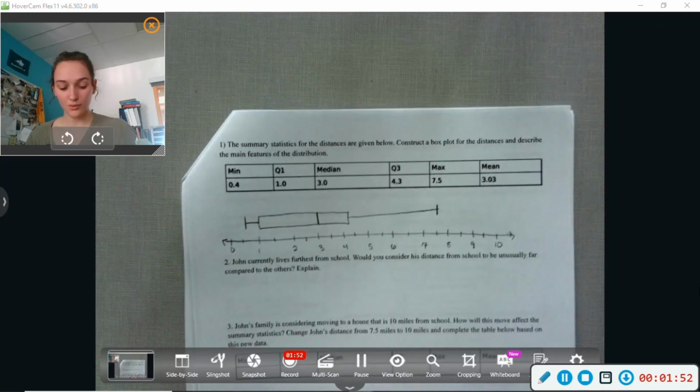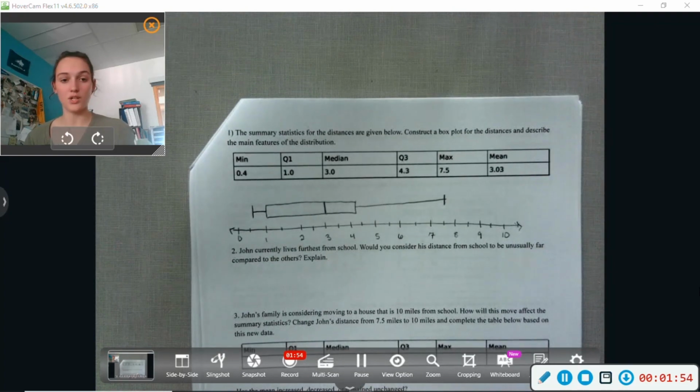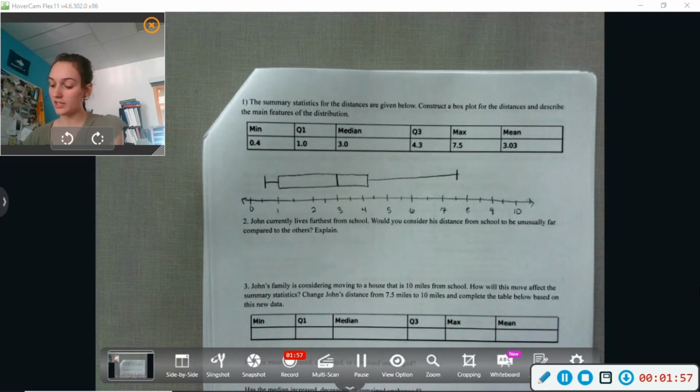Alright, so now we are going to look at question number 2. John currently lives furthest from the school. Would you consider his distance from school to be unusually far compared to the others? If you want to look back on the other page, we can see that John lives 7.5 miles from school.